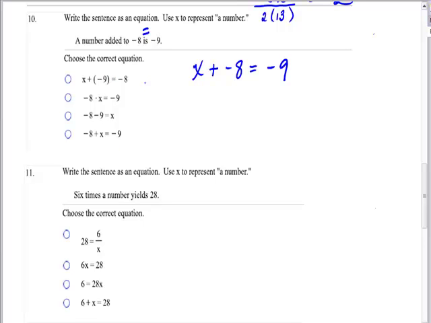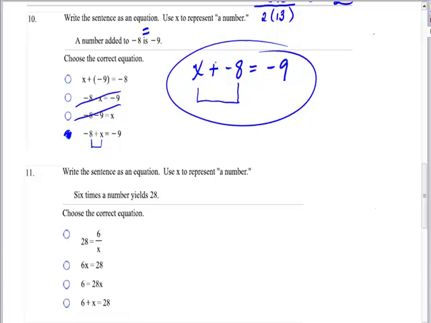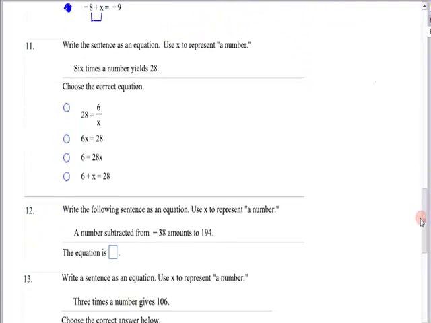There are 2 that are addition. I know that this isn't right, and I know that this isn't right. This one has got the 8 and the negative 8 and the negative 9 in the wrong spots. This is your right answer. Doesn't quite look like mine. It is called the commutative property of addition that says a number plus negative 8 is the same as negative 8 plus a number. So this honestly is the translation I would use, but the author has used this one. They are equivalent. Number 11.